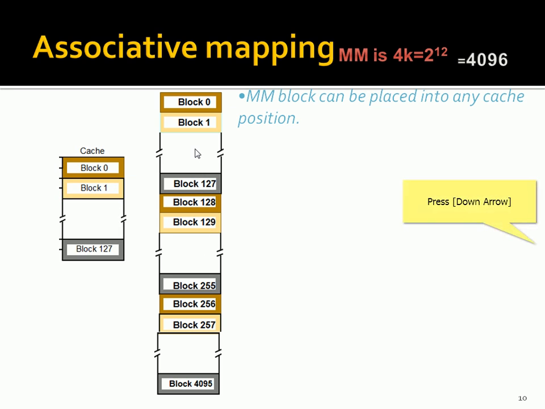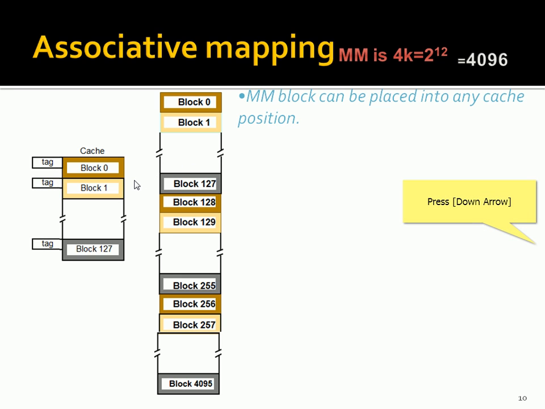So the cache memory has 128 blocks. A block of cache is equal to a block of main memory, so the same amount of memory will be provided. Maybe 16 words here and 16 words for block 0. That is the philosophy.